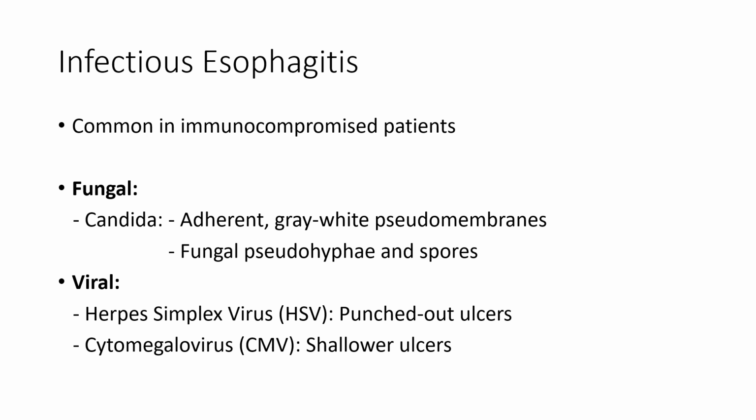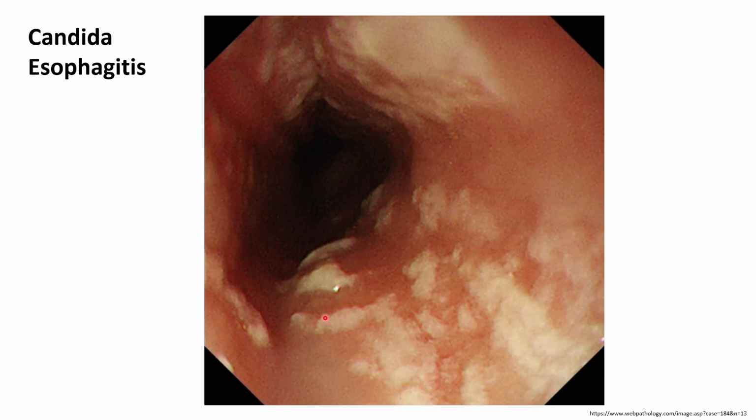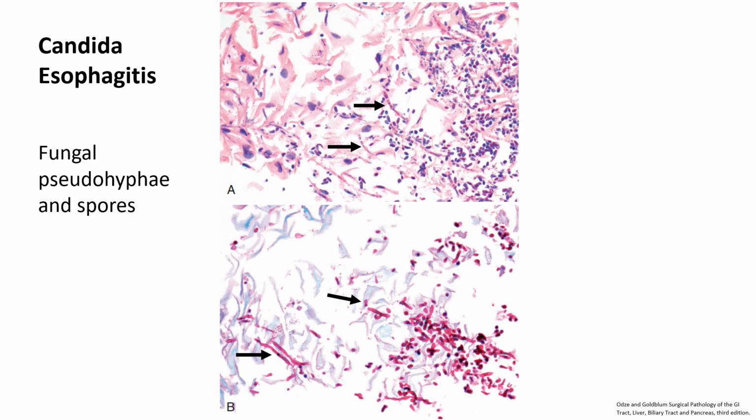Viruses that cause infectious esophagitis are herpes simplex virus and cytomegalovirus. By endoscopy, HSV appears as punched out ulcers, while CMV appears as shallower ulcers. This picture illustrates the white pseudomembranous plaques that are characteristic of Candida infection. So when we see this appearance, we would highly suspect Candida infection. Under the light microscope, Candida will appear as fungal pseudohyphae and spores.